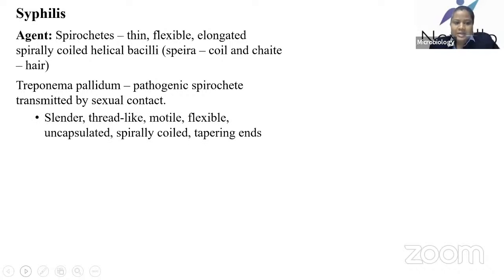Treponema pallidum is a slender, thread-like, motile, flexible, encapsulated, spirally coiled bacterium with tapering ends. A very important MCQ about spirochetes is that they are motile bacteria, but usually in a motile bacterium you can see the flagella, because flagella are the organ of locomotion. But in syphilis, a very peculiar point is that they have something called an endoflagellum. The flagella does not protrude outside the cell wall, but is present between the cell membrane and the cell wall. So the very important MCQ here is: spirochetes have which type of flagella? It is the endoflagella.